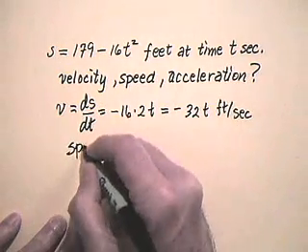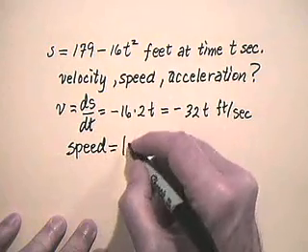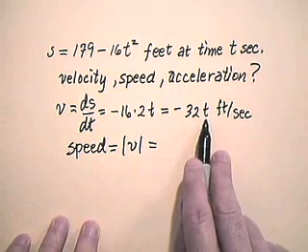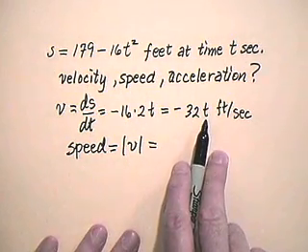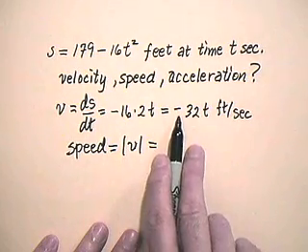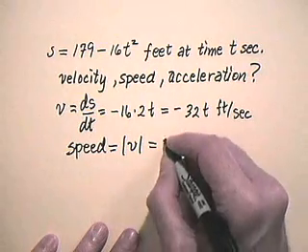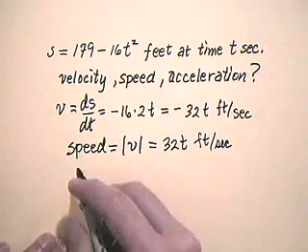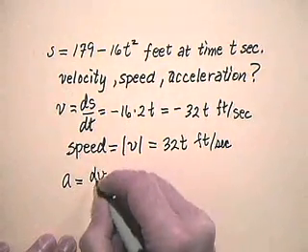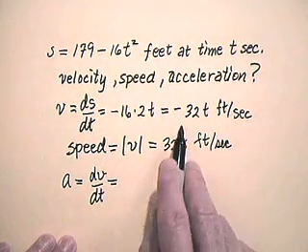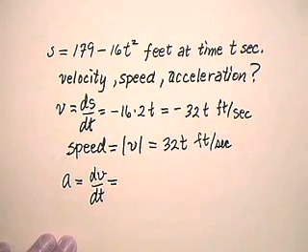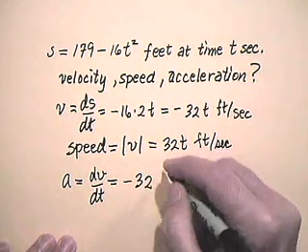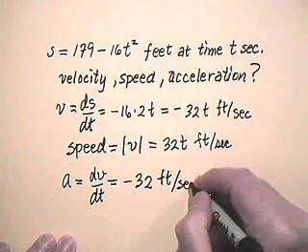How about the speed? That is the absolute value of the velocity, and of course, we're taking t to be positive here, starting from time 0 when the cannonball is dropped. And so consequently, the absolute value of negative 32t will simply be 32t feet per second. And then as far as the acceleration is concerned, that's just the derivative of velocity. So if I differentiate negative 32t with respect to time, all I get is the constant coefficient, negative 32, and that's in feet per second squared.